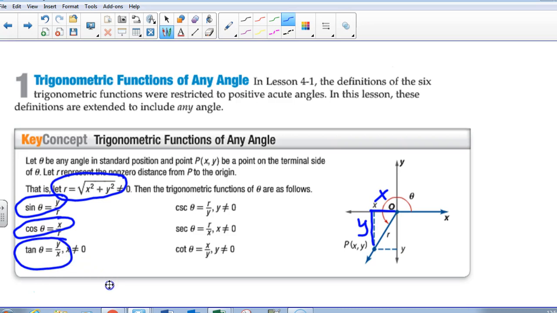Y over x. It is sine over cosine. It's also slope. Isn't slope change in y over change in x? That's the definition of tangent. It is the slope, okay? We're going to talk about that when I show you some cool interactive websites later. All right.